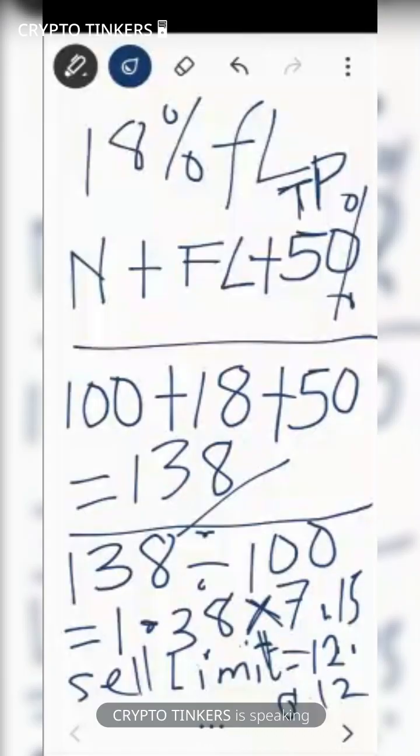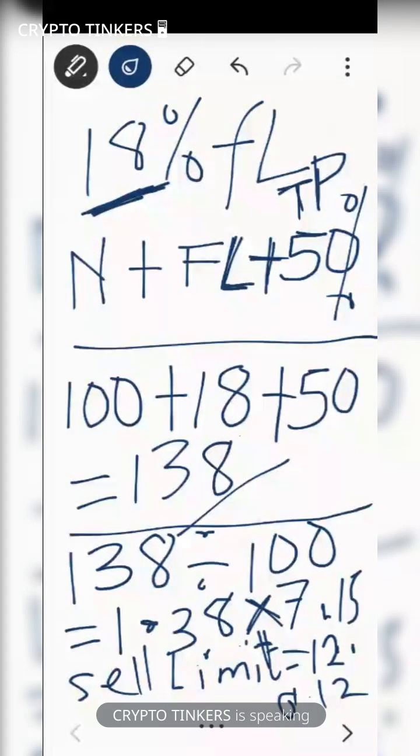This is the floating loss percentage, but you use only 18. You don't put the percentage sign when you're adding it. So you put 18 at the floating loss section, you add it. And then when you get the figure, you divide it by 100, which is constant N, equals 1.38 ratio. And then you multiply it by the current market price of the coin, which in our case is NEAR. Then you put the sell limit in your Binance trade section. We've already done a video on it, so we don't want to repeat it in this video. So just watch last week's video and then you build on it with this one.